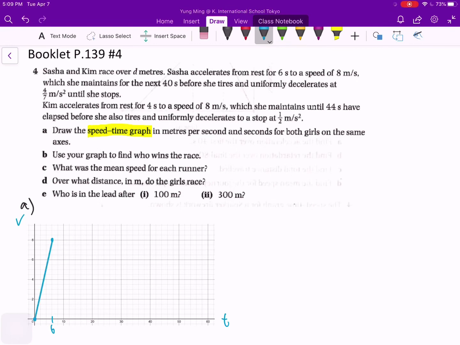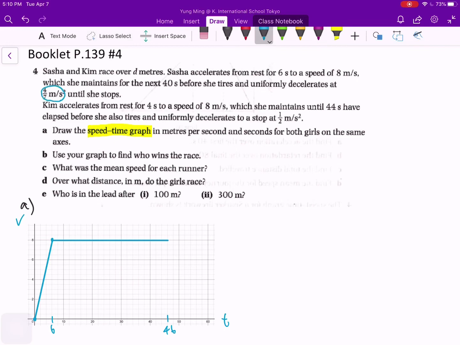And then we remain the same speed for 40 seconds. That means we need to go all the way up to 46 seconds, and then we remain that speed. Notice that in this case, the flat line doesn't really mean that we're resting. It means that we're remaining the speed of 8 meters per second for 40 seconds. And then at the end, we are decelerating at 4/7 meters per second squared until we stop.